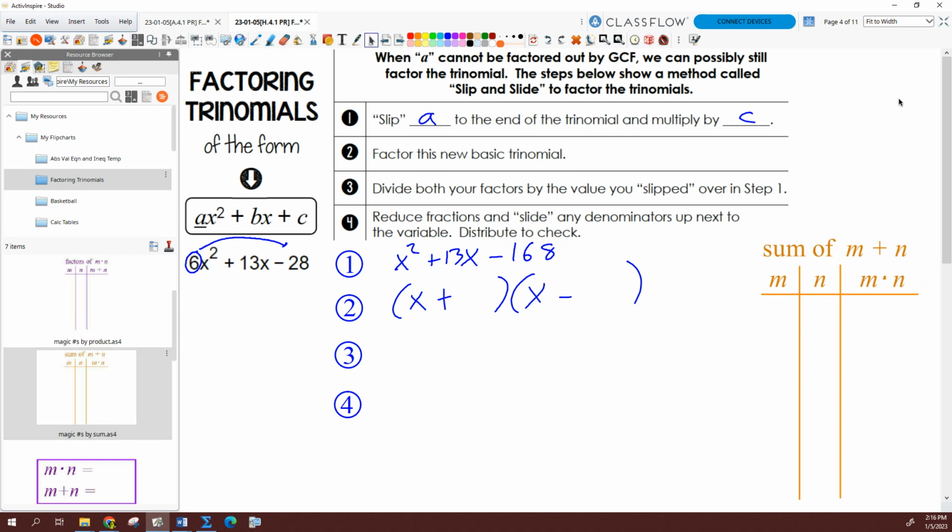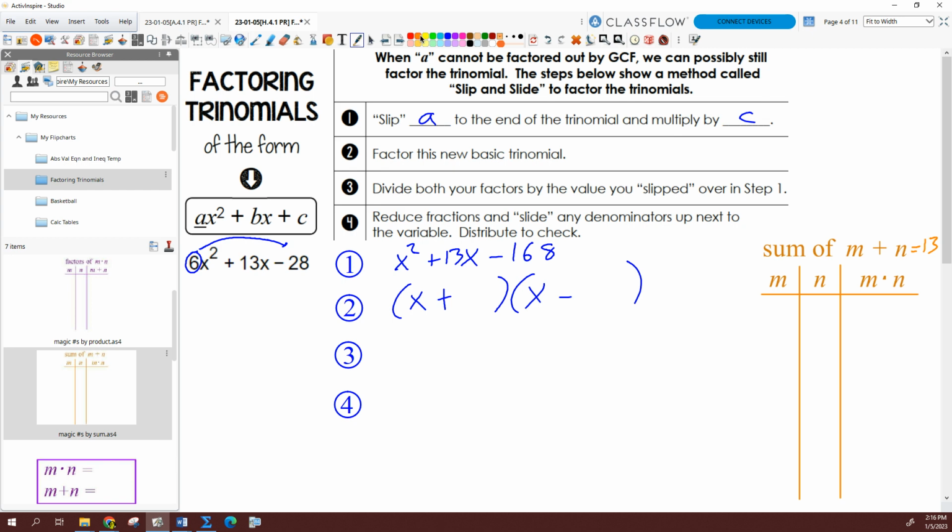If our magic numbers are m and n, m plus n has to equal what? What does m plus n have to equal? 13. So m plus n has to equal 13. So I'm just going to pick positive numbers and negative numbers that add to 13, and I'm going to calculate the products and see if I get one that multiplies to negative 168. That's easier to do.